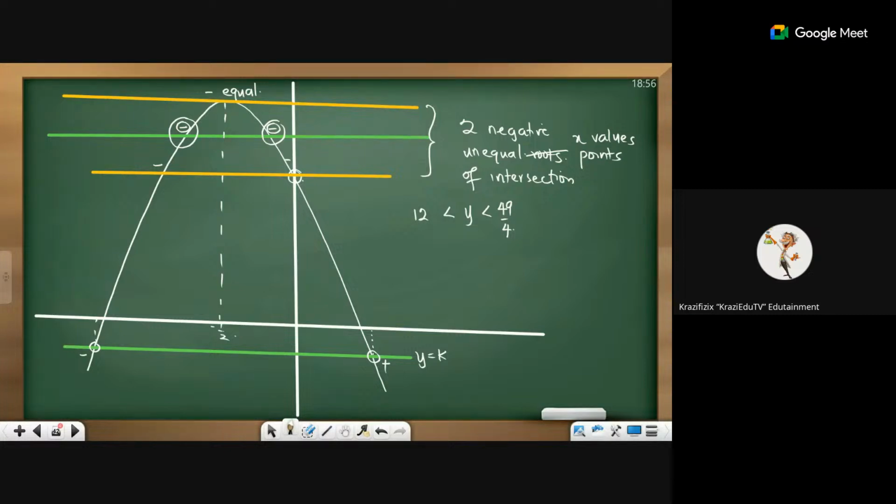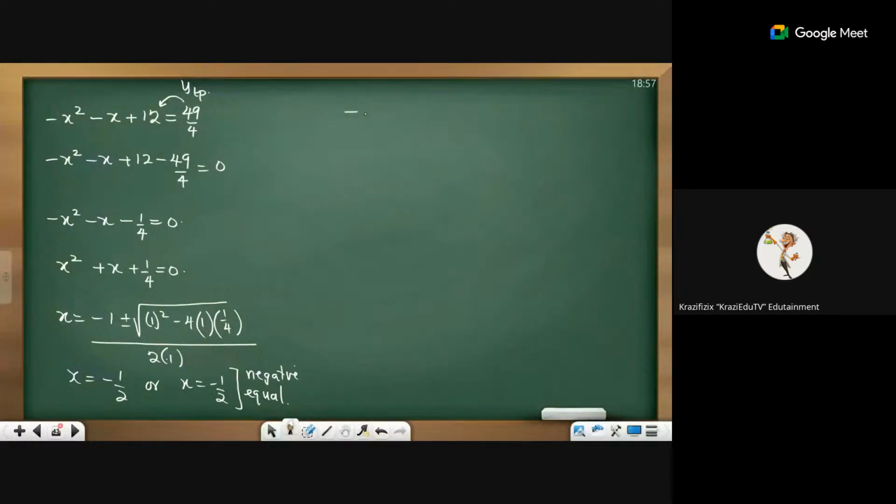What is 49/4? 12,25, right? Good. So 12 and 12,25. Give me a number here. Example, y can be equal to 12,2. We agree, right? Come, let's do this together. Negative x squared minus x plus 12 equals 12,2, let's move this here. What do we have? Negative x squared minus x plus 0,2, right?